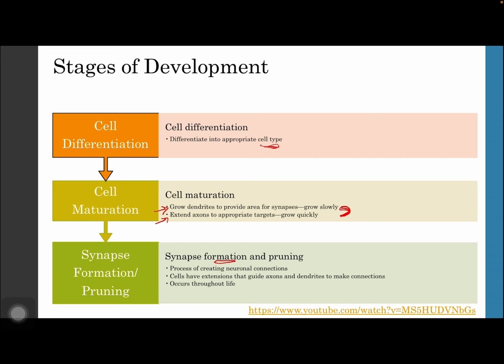Extending out those cells, guiding the axons, guiding those dendrites, forming connections from cell to cell. This occurs throughout your life. And as you continue to learn and create new experiences, those synapses in your brain are going to continue to do this process of creating new connections.